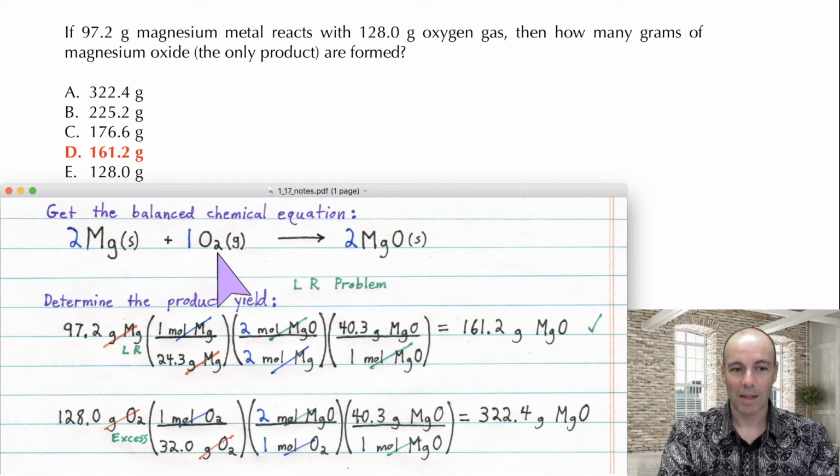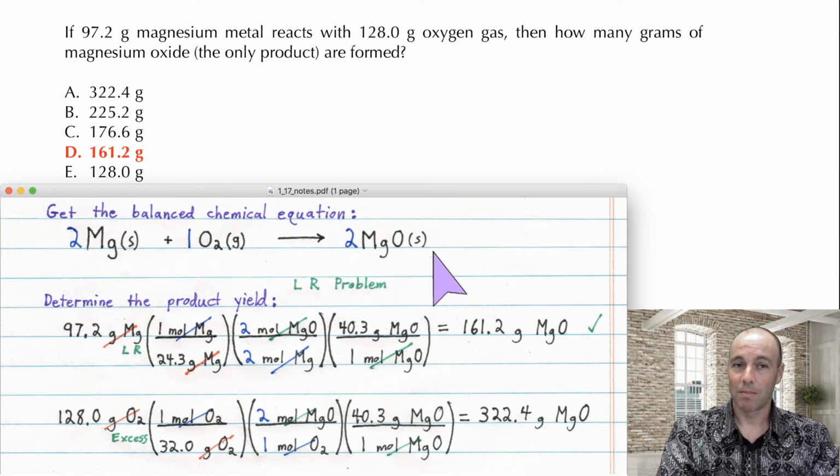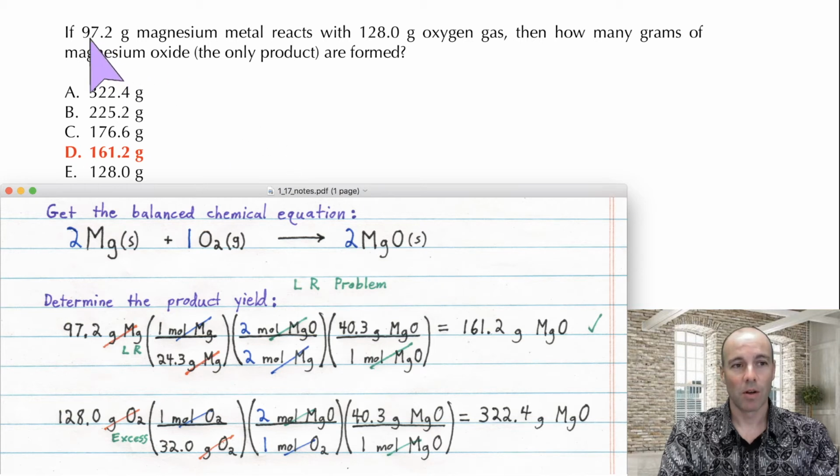So now that you know the identity of the chemicals in the chemical equation, you can then add coefficients to balance it. And the coefficients are 2, 1, and 2. So here is the balanced chemical equation. Now that we have that, we can solve the limiting reactant problem. One approach, which is the approach that I prefer, is to just do the reaction calculation twice. And what you do is you start with the one reactant, the 97.2 grams of magnesium metal.